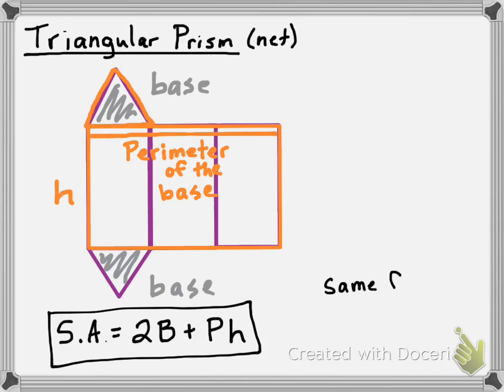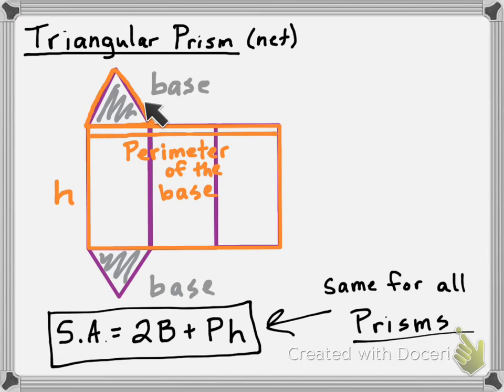Interesting. So this formula seems to work with all prisms, because you'll always have 2 bases on a prism, so you'll find the area of the base and double it, and the height of the prism and the perimeter of the base will always give you the large rectangle. So you'll always add the perimeter times the height. So this is your formula for all prisms, no matter what shape the base is.